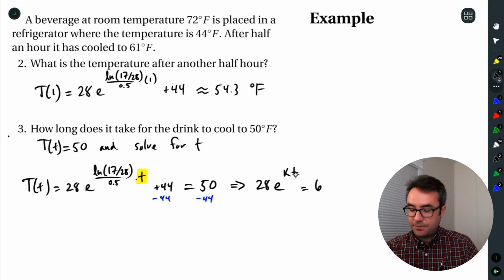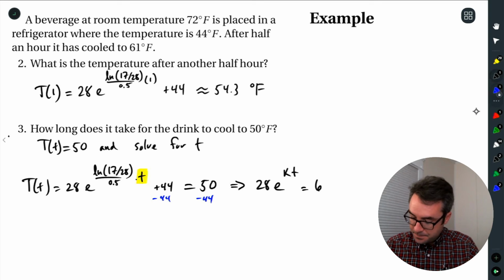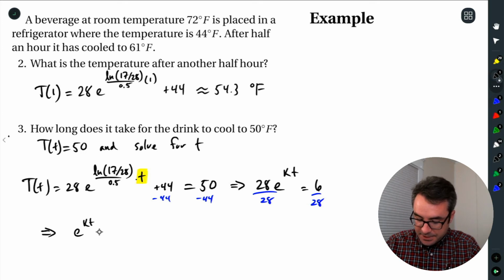Now we're trying to solve for t. We already know what k is. So now we want to get rid of this 28, so divide both sides by it. When we do that, we get e raised to the k times t is equal to 6 divided by 28.